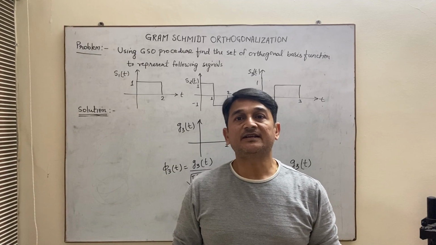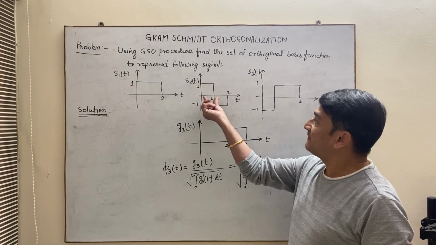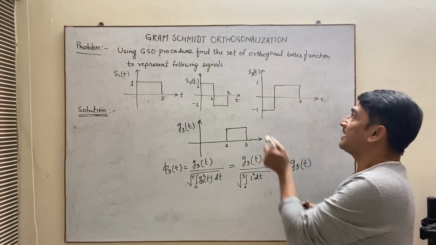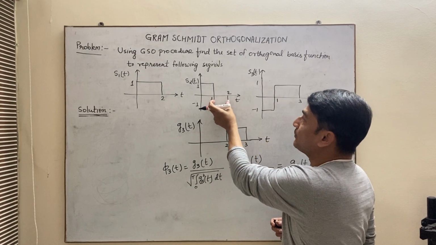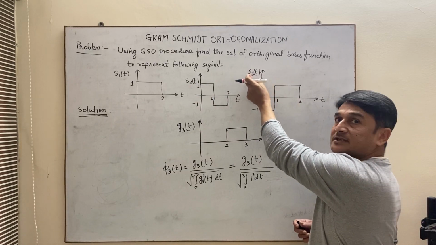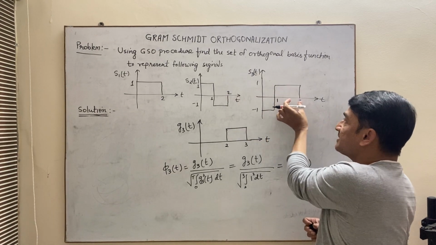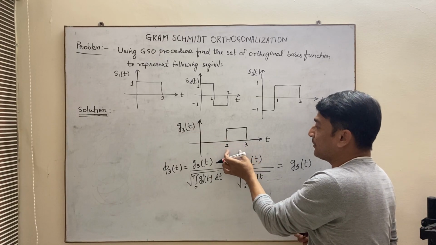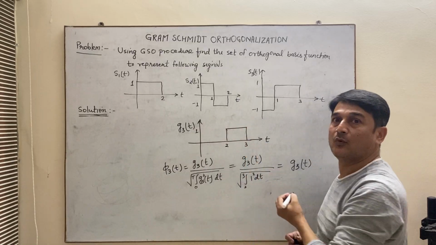As G3(t) is the summation of S2(t) and S3(t), you can see S2(t) within the limit 0 to 1 is plus 1, and within the limit 0 to 1 S3(t) is minus 1. So it will get cancelled. And from 1 to 2, S2(t) is minus 1, and from 1 to 2, S3(t) is plus 1. So this will also get cancelled. So the only remaining part is between 2 to 3. So G3(t) will be between the limit 2 to 3, and it will be giving the value as 1.